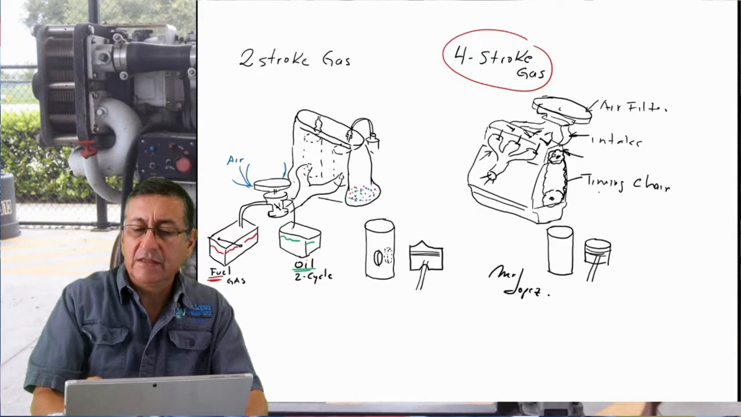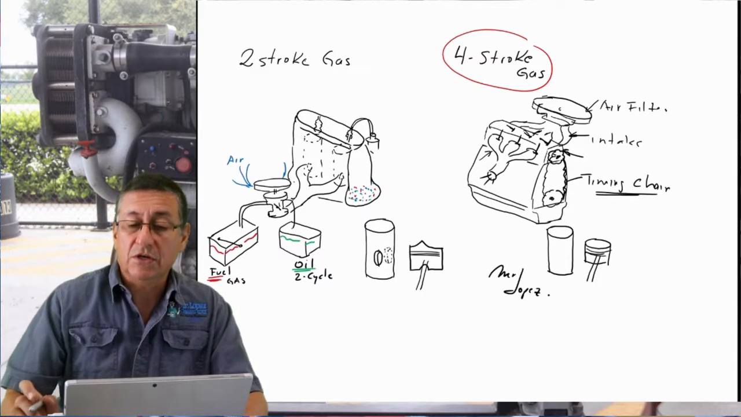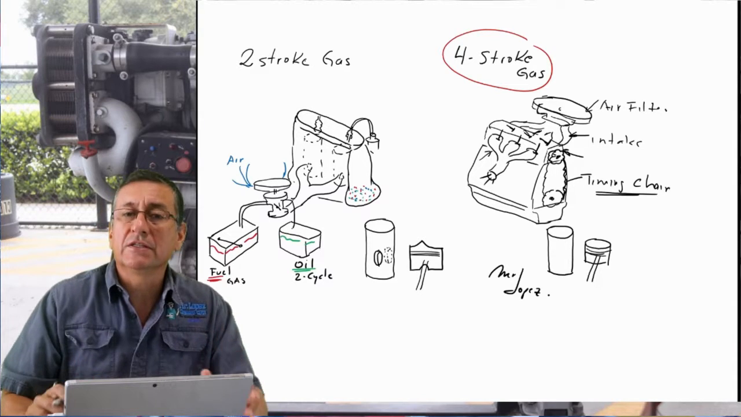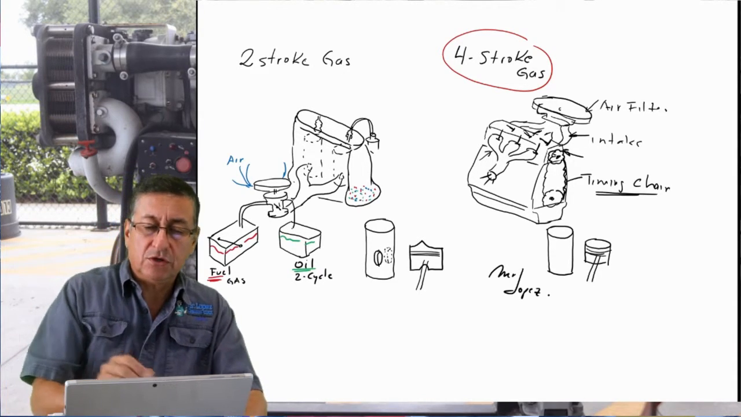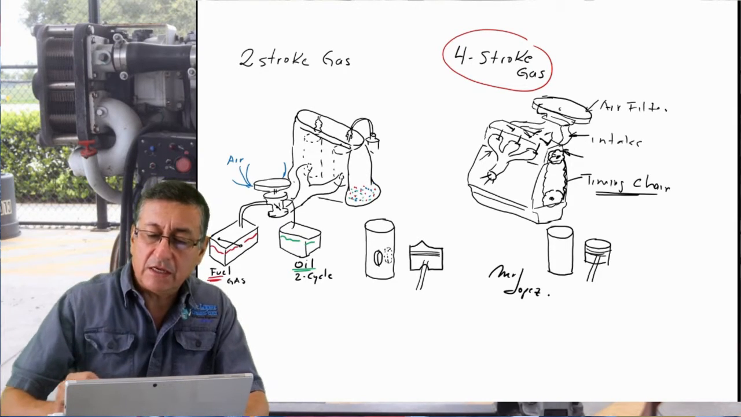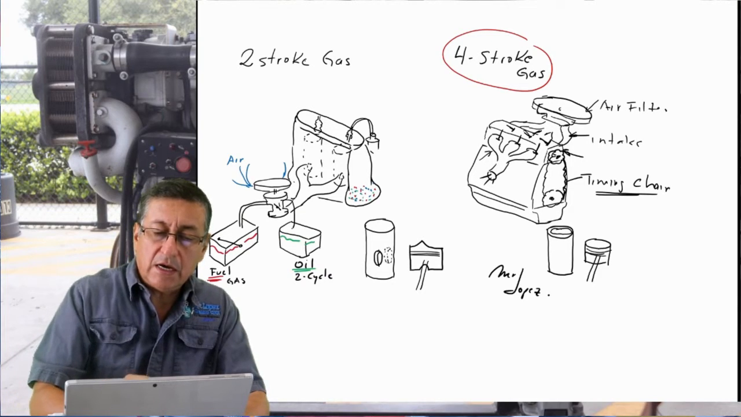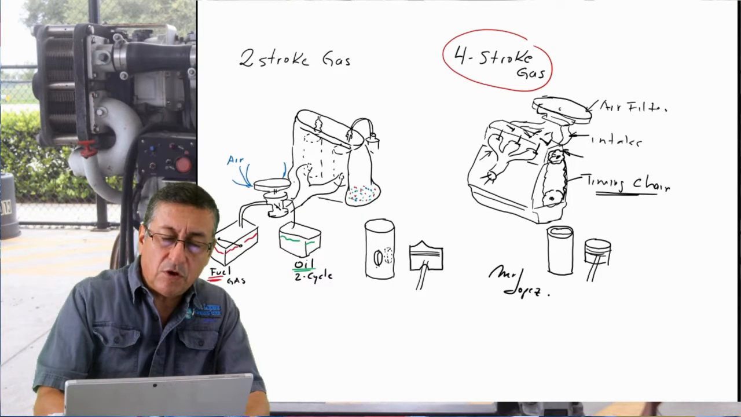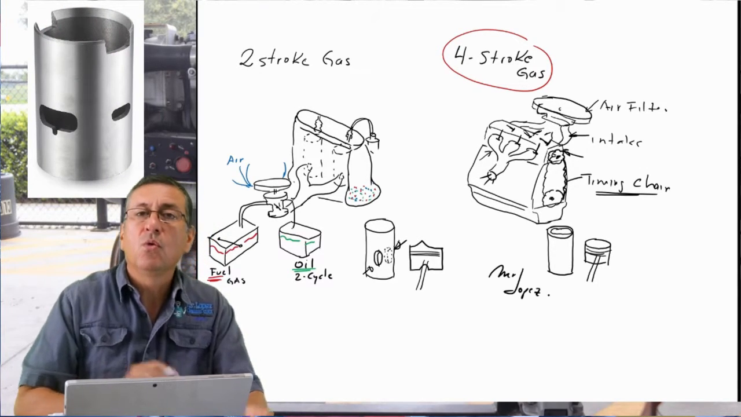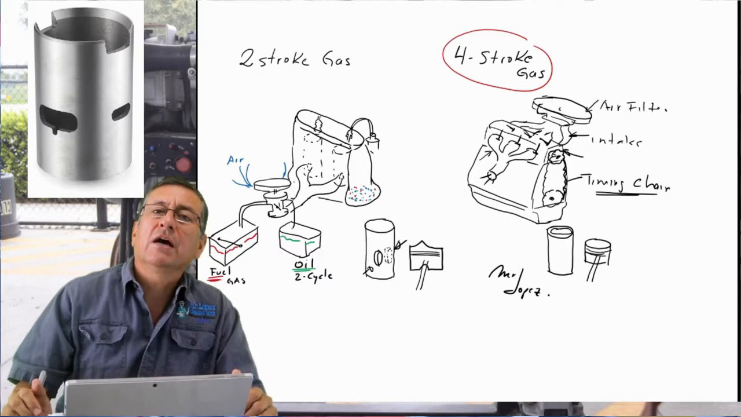Right? This is in 4 strokes. In 2 strokes, what happened? In 2 strokes, there are some differences. For example, the cylinder is not a cylindrical element like this. The cylinder has a couple of holes, one in each side, 2 holes, one in front of the other one, like the picture that you have on the screen right now.